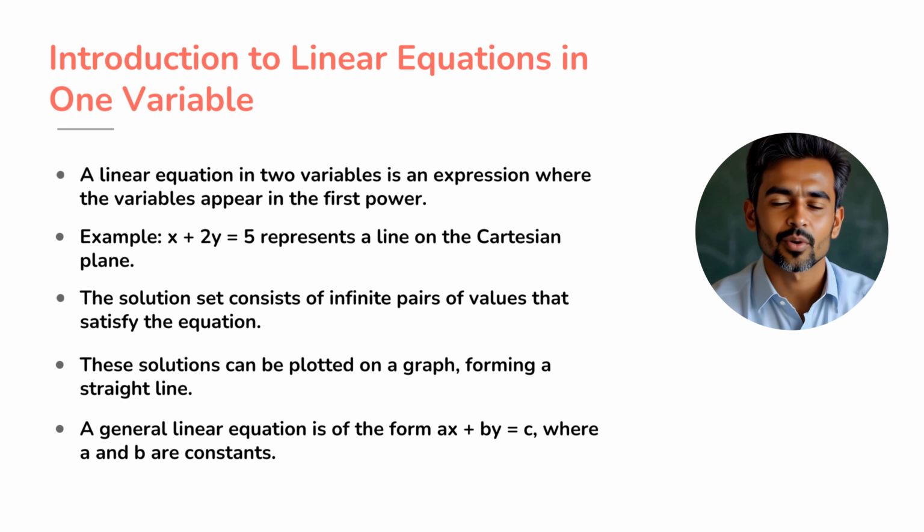The general form of a linear equation in two variables looks like this: ax plus by equals c, where a and b are constants and x and y are the variables. Sounds a bit more complex, right? But it's all about relationships between the variables. You'll see soon that we can represent this equation graphically and visually.